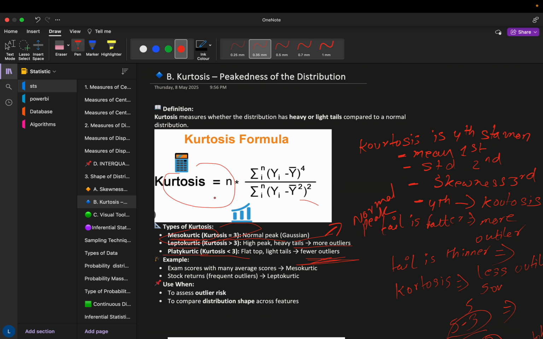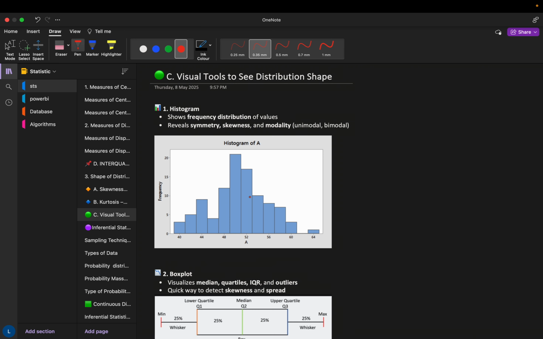All right, now moving toward the visualization tools that we can normally use to see the shape of a distribution. In order to see the shape of a distribution, we can use the histogram. Normally our histogram is like this, as you can see in the figure. It shows the frequency of the distribution values. It helps us see whether our values are symmetric, skewed, or moderate.